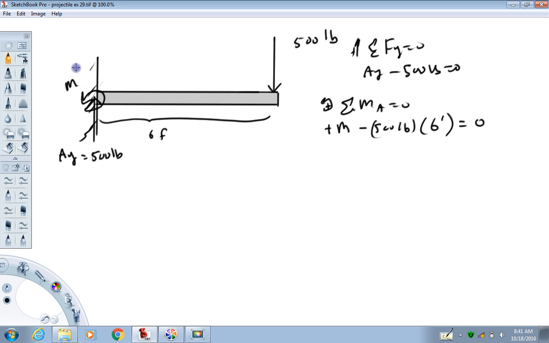So I'll go ahead and write this up here. So our moment reaction, 3,000 foot-pounds or pound-feet, doesn't matter which.